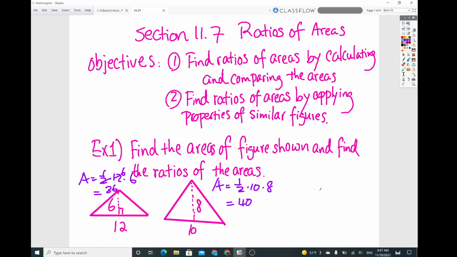Comparing the ratios of the areas, we set it up so the smaller number goes on the top: 36 over 40, with the bigger number on the bottom. Reduce it by dividing by 4 top and bottom, so we get 9 over 10. So the ratio of the areas of these two triangles is 9 over 10. Again, if the figures are not similar, you need to find the area first before you compare the areas to set up the ratio.